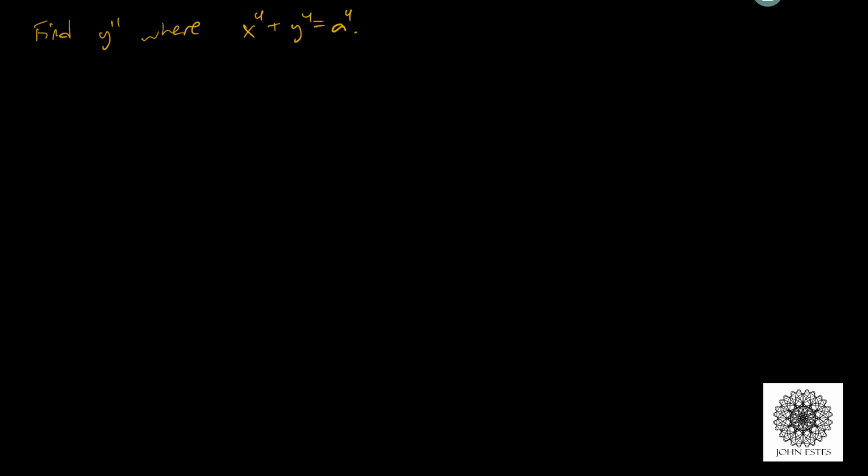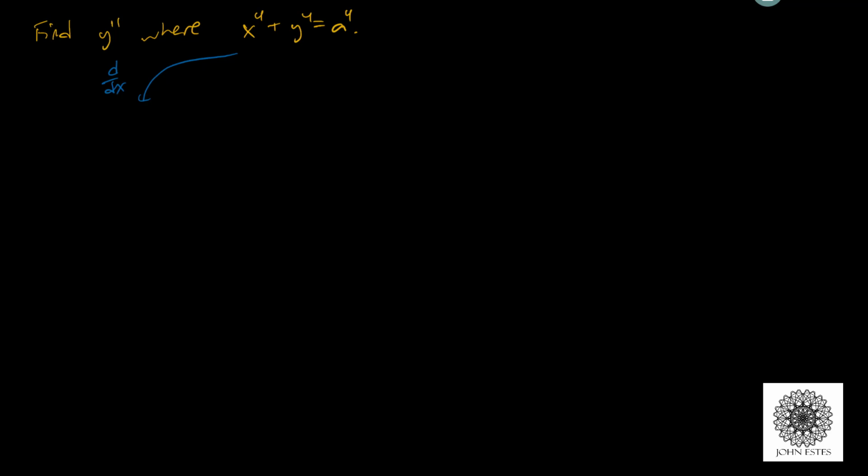I want to look at an example that involves implicit differentiation. In particular, I want to find y double prime where x to the fourth plus y to the fourth equals a to the fourth. So y double prime means I need to find the second derivative. So first of all, we're going to apply the first derivative. I'm going to take the derivative with respect to x of all of this.